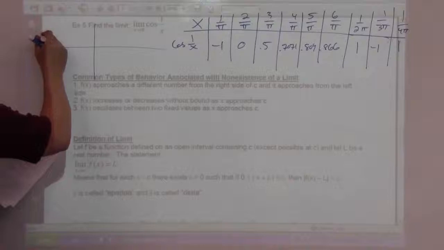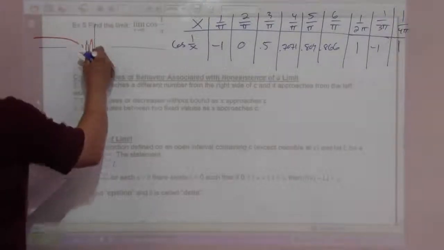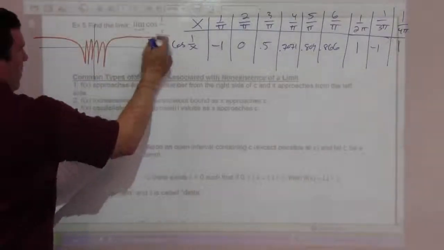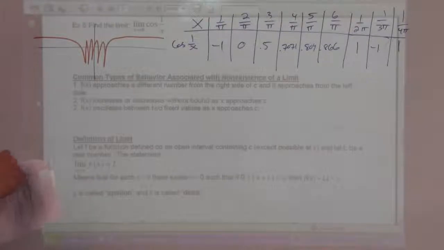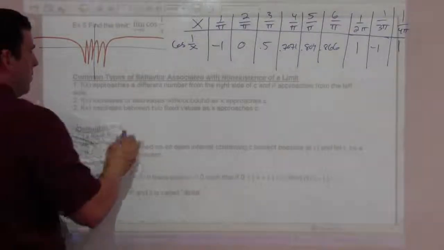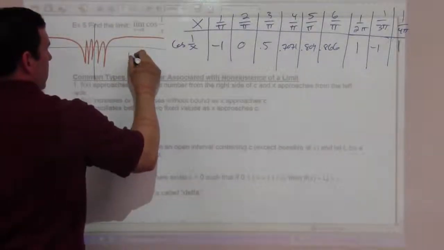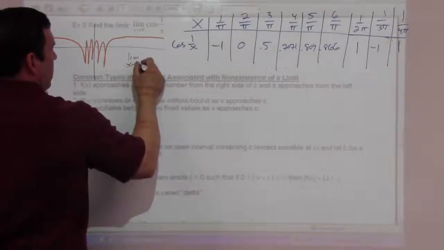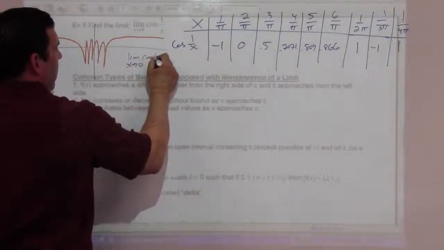Comes over here and then jumps like that. So that the limit as x goes to 0 of cosine of 1 over x does not exist.